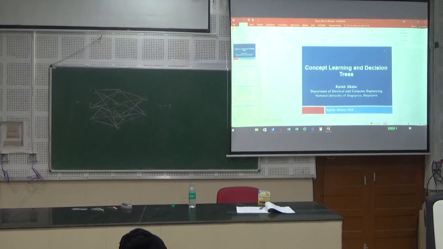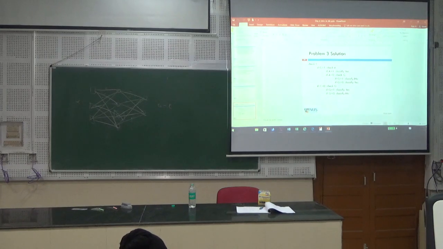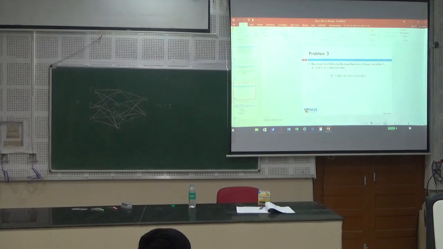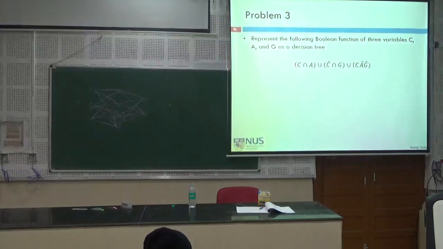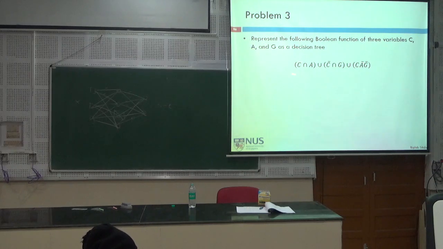So this is day 4, and in the end, if you have looked at the slides, I just had this. I didn't have the problem itself. So I put that in today. The problem here really is, I have a Boolean function of 3 things. Let's say I have 3 variables, C, A, and G, and this is the Boolean function I want: C and A, or C bar and G, or C and A bar and G bar. Sorry, I forgot to put the AND functions. This is my Boolean function. I want you to make a decision tree out of it.